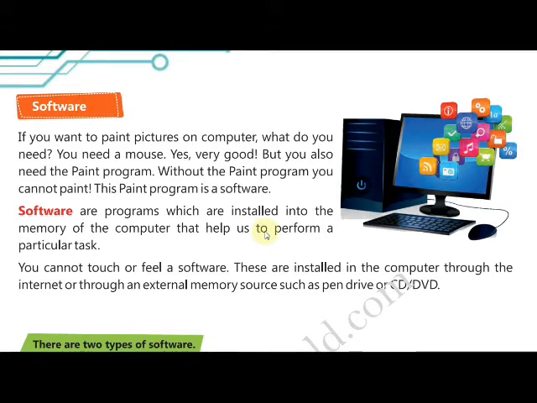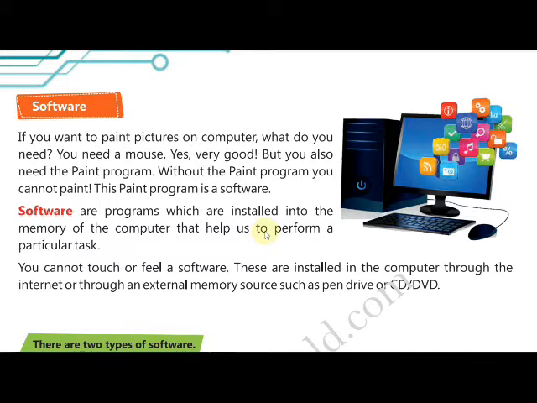So what is a paint program? A paint program is a software. That means it is a drawing application or drawing software. Okay, so like this, if you want to complete any particular work, any particular task, then software is required, and paint is one of them. Okay, now let's see what is the definition of software.